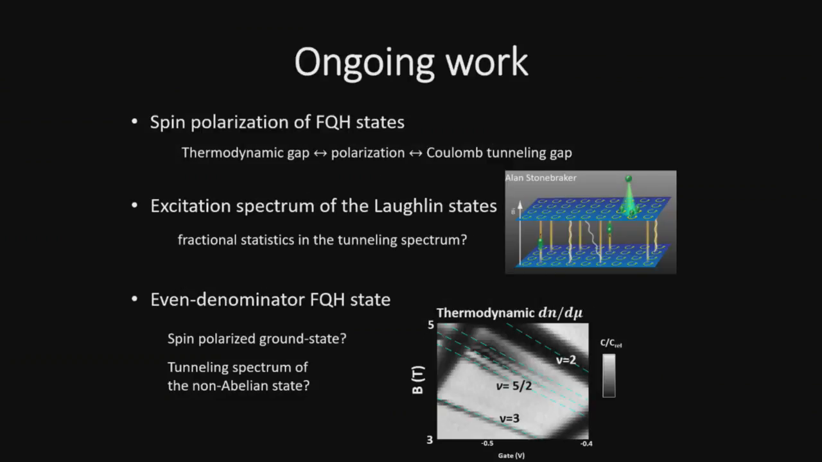Before ending my talk, I'd like to briefly explain what we are doing in our lab. First of all, we are exploring the fractional quantum Hall states using our technique. There is, in fact, a theory proposed by Brian Skinner and Patrick Wee that there is some relationship between the spin polarization and the Coulomb gap in the tunneling density of states. We have a new technique that can simultaneously measure these two properties, so by measuring the link between these two properties, we believe that we can better understand the fractional quantum Hall states.